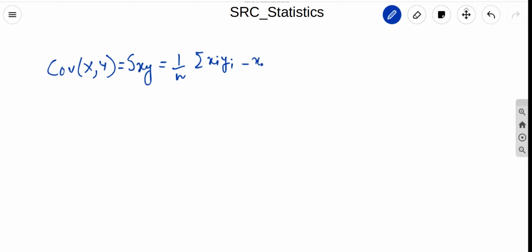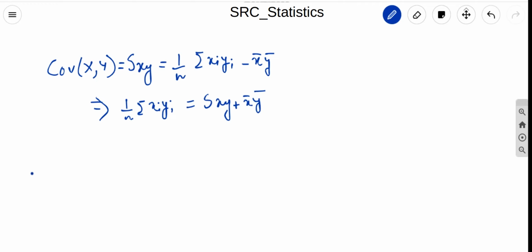Now, the covariance between x and y is given by covariance of x and y. There are various notations for this; we shall use sxy. What is the formula for this? 1 by n summation xi yi minus x bar y bar. We shall bring this to the left hand side, so 1 by n summation xi yi on the left, and the right hand side becomes sxy plus x bar y bar.